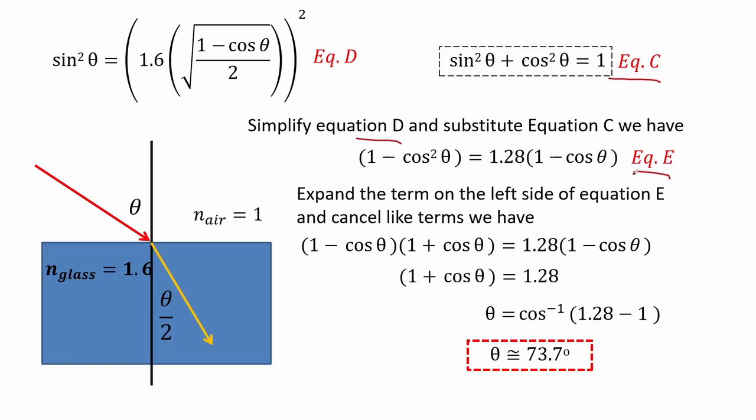We can expand the left term of equation E and we see that we can cancel similar terms on both sides. We get that the incident angle theta is equal to 73.7 degrees, which should be the angle to get this kind of refracted angle. It is also important to set your calculator to degree mode so that you will be able to arrive at this answer in degrees.